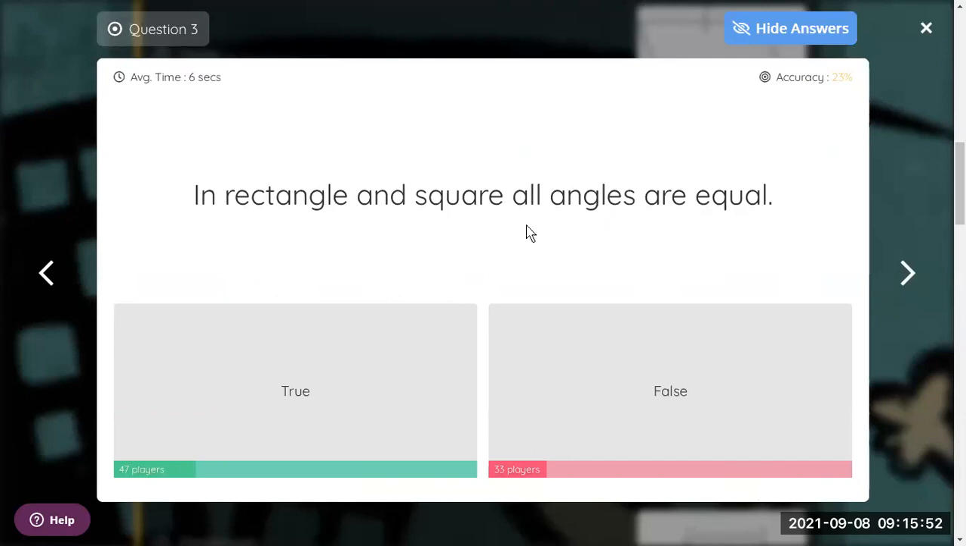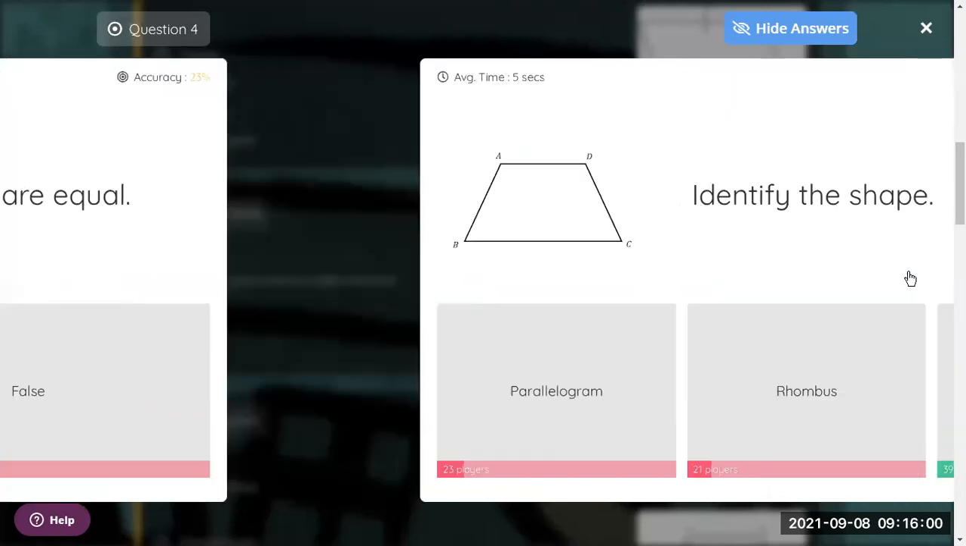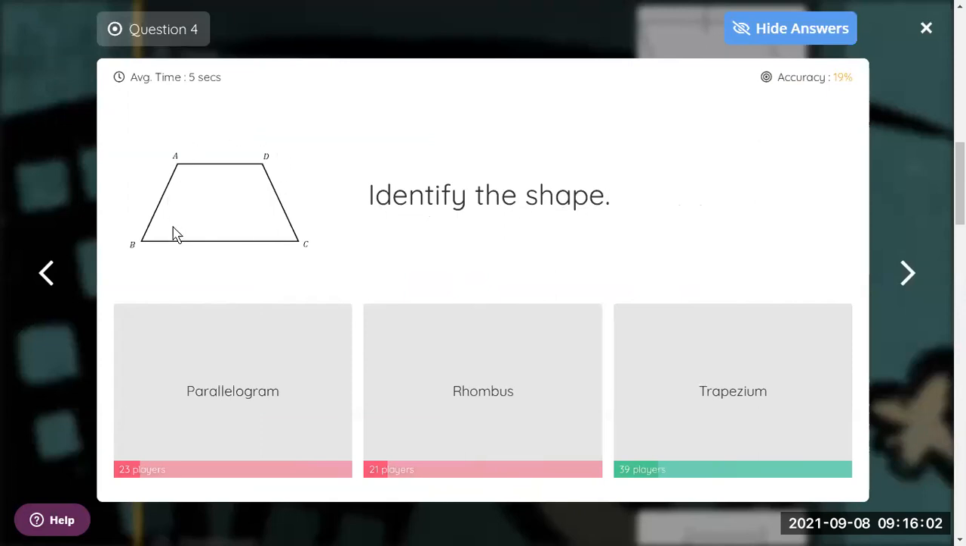In rectangles and squares, all angles are equal. Is this true or false? It's true. All angles are equal and they are equal to 90 degrees. You were supposed to identify this shape. This is a trapezium. Everyone, that's a trapezium, because it has only one pair of parallel sides.